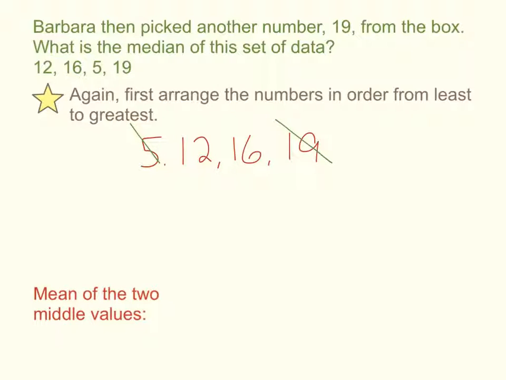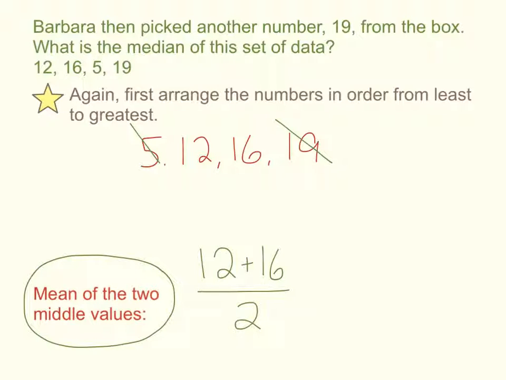But we're now left with two numbers in the middle. So when we have two numbers left in the middle, we're going to find the mean of the two values in the middle. So we would do 12 plus 16 and then divided by 2 because there were two numbers. So 12 plus 16 is 28, divided by 2, you would get 14. So 14 is the median for this set of data. And notice that since we took the mean of the two middle values, the 14 isn't necessarily in the number set.